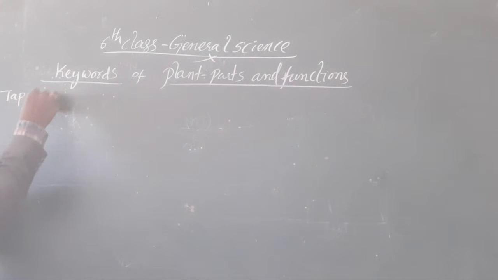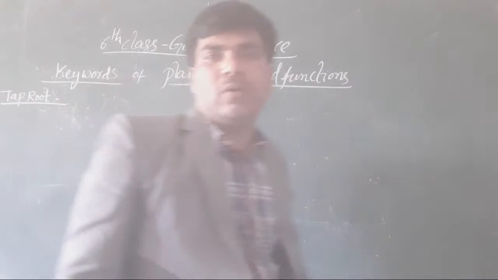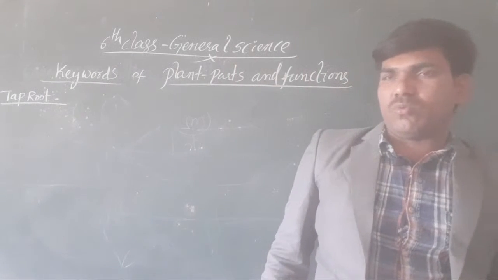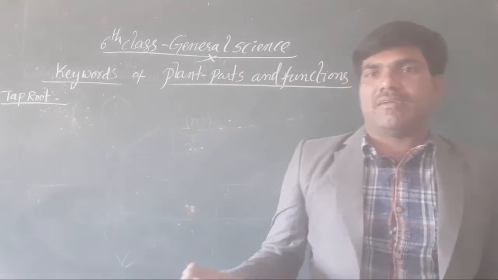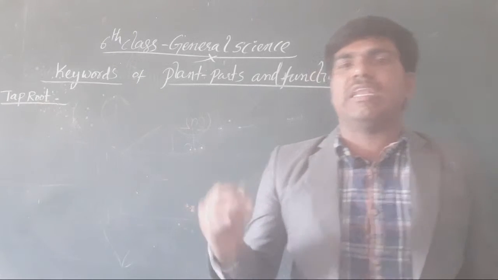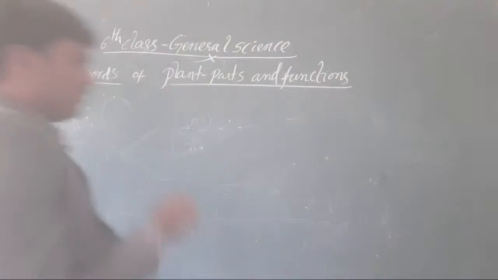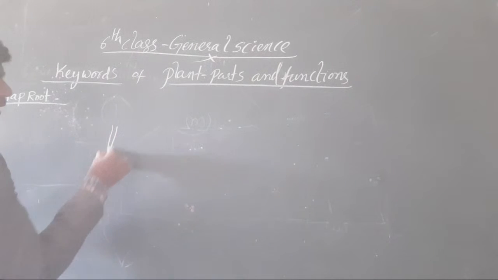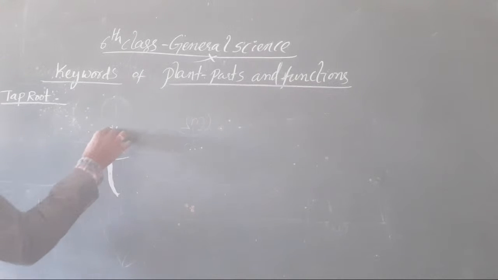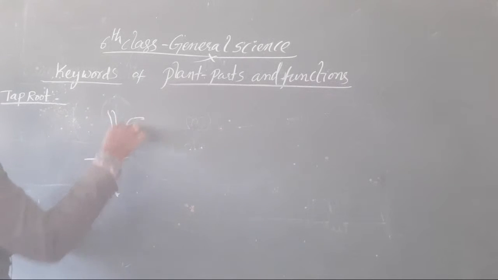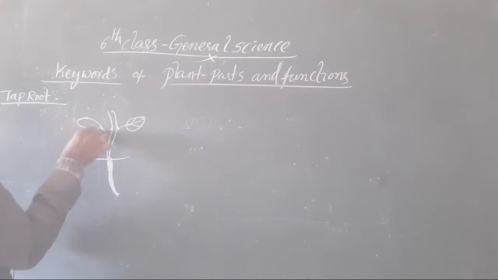You know very well that plants contain different types of roots. I already showed you, okay? There are mainly two types of roots we consider. When you take one plant, below this plant there will be some material with a thick nature. Clear or not, all the students? Thick nature is there for a plant.